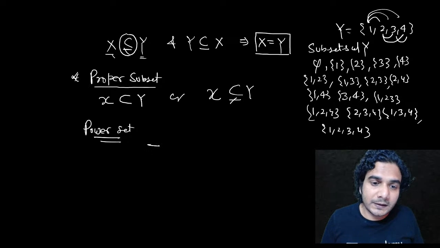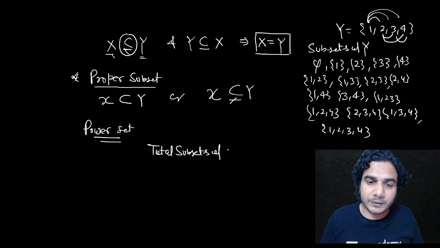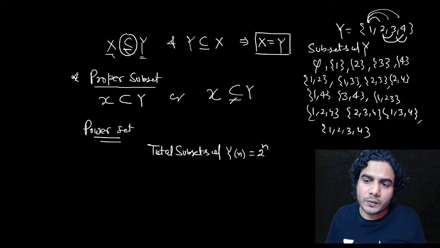Now you can count it. This is the formula for total subsets: total subsets of Y which has n elements is 2 raised to n. Okay, so it is 2 raised to 4. 2 raised to 4 is 16. So you can count these 16 subsets.